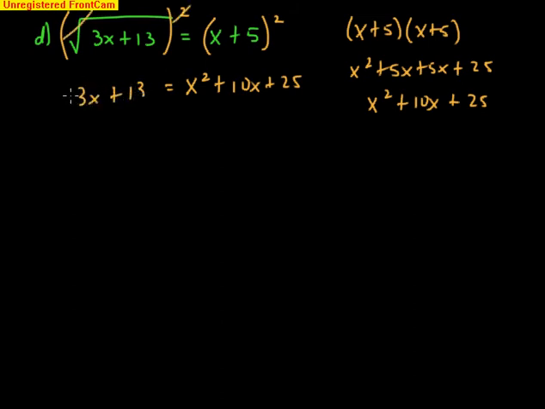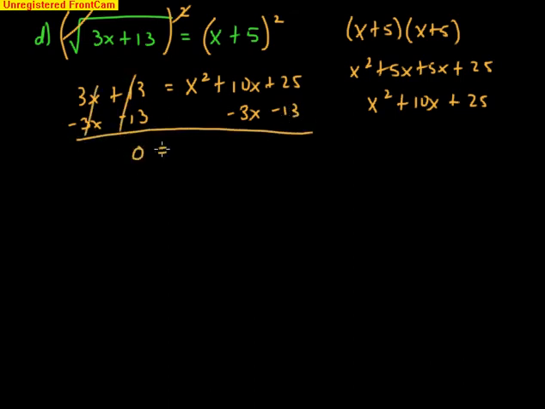3x plus 13. Move everything to the right side. Subtract 3x, subtract 13. Gone, gone, 0. You need 0. You get this quadratic, x squared plus 7x plus 12. All right, and here's our quadratic. So we need to FOIL, reverse FOIL, or factor this.